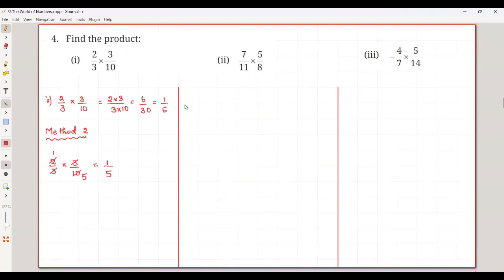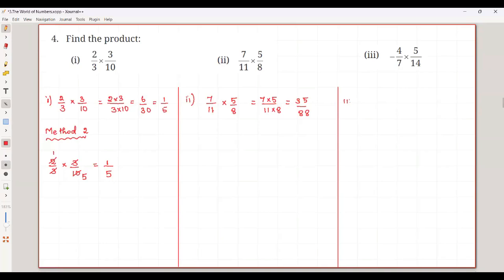Second question is 7 by 11 into 5 by 8. Here nothing is getting cancelled, so you have to multiply. Multiply numerator with numerator, denominator with denominator. 7 5s are 35, 11 8s are 88. More than this we cannot simplify. So 35 by 88 is the answer.